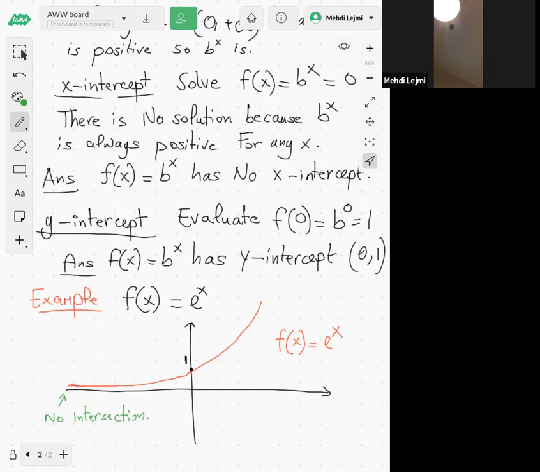Okay, so that's for the exponential, and then we're going to define the inverse. Yes, exponential, absolutely, Rabiul.